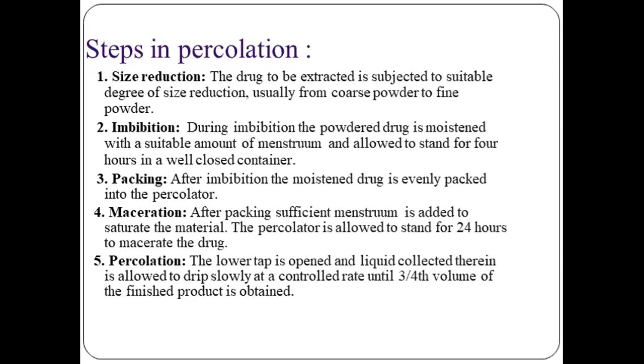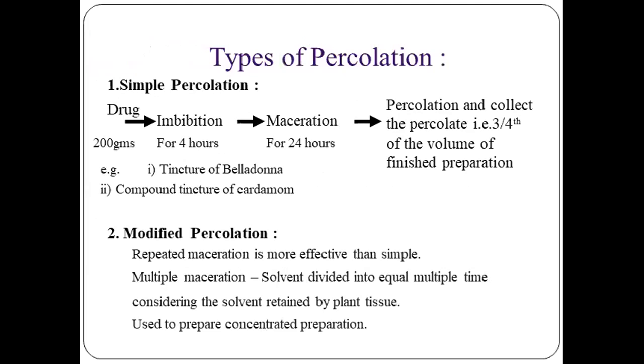Maceration: after packing, sufficient menstruum is added to saturate the material. Percolator is allowed to stand for 24 hours to macerate the drug. And the final step is percolation. The lower tap is opened and the liquid collected; it is allowed to drip slowly at a controlled rate until three-fourths volume of the finished product is obtained. So this is percolation. So these are the steps: first is size reduction, imbibition, packing, maceration, and percolation.